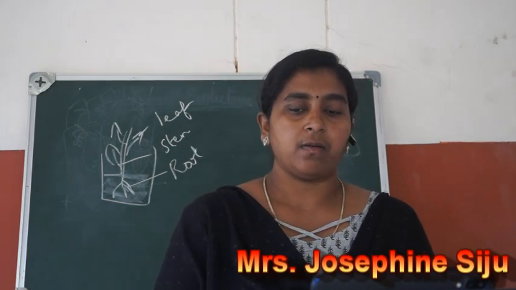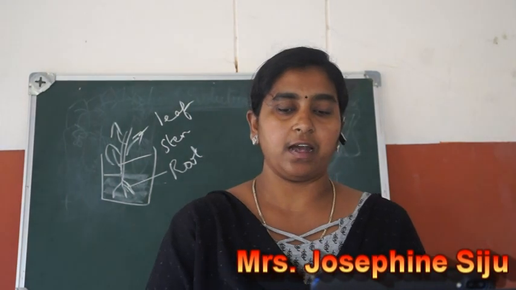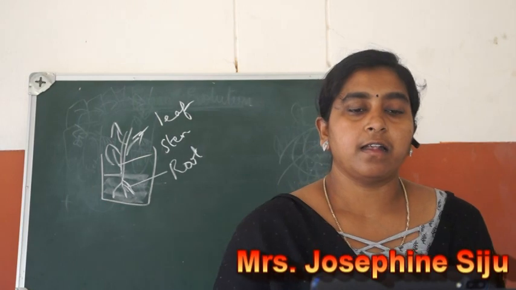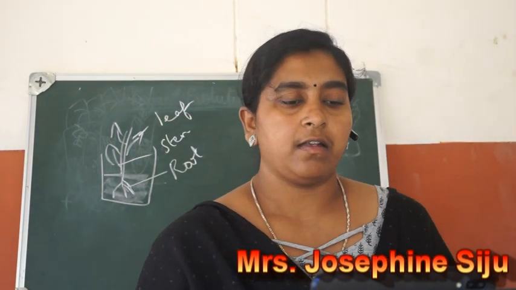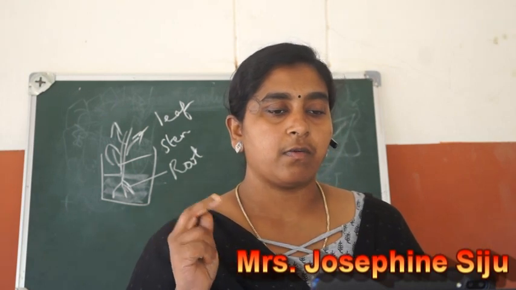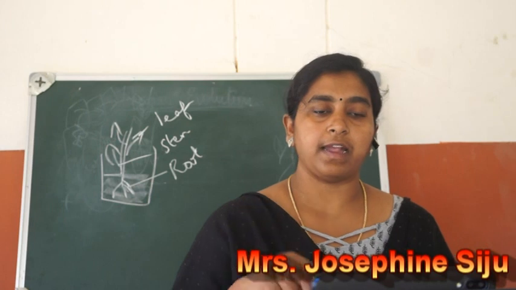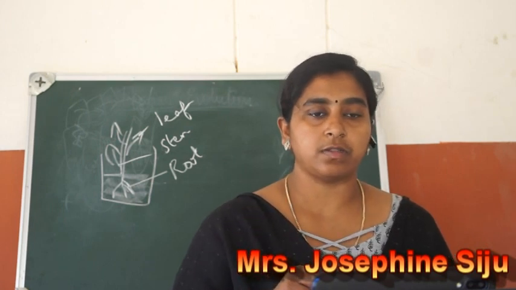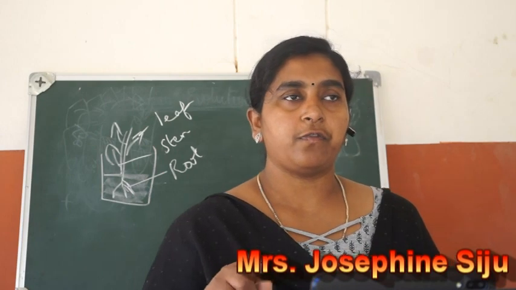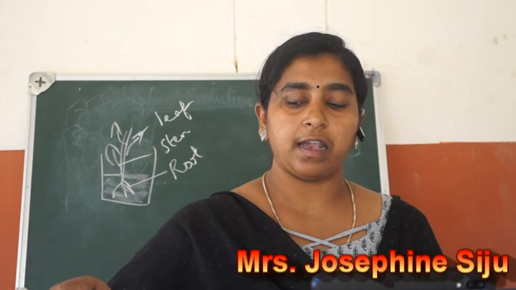in the entire plant. Water and salts travel upwards mainly in the xylem, and the food substances travel up and down in the phloem. So water and salts transport through the xylem, whereas the food transports through the phloem. Okay, clear?